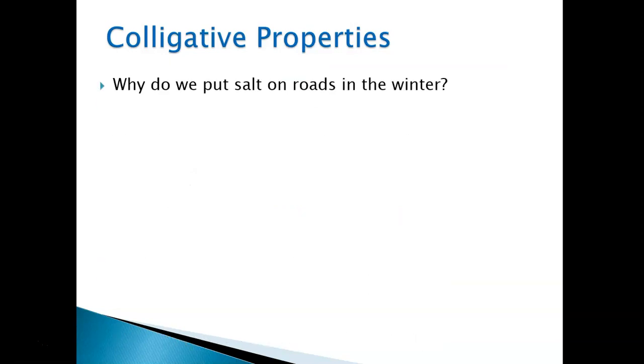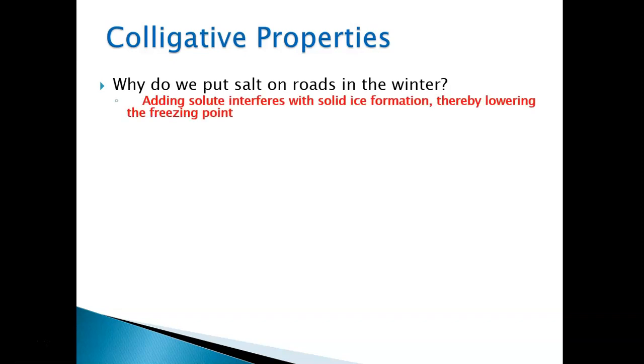Okay, so let's think about some of these properties in terms of their real-world application. So why do we put salt on the roads in the winter? Now, in Virginia, this is really commonly done when they expect a big snowstorm. And that's because adding solute interferes with the solid ice formation, and therefore it lowers the freezing point. It actually has to be colder than usual in order for it to freeze and form ice.